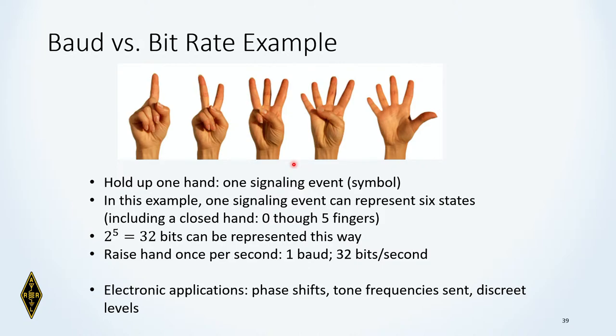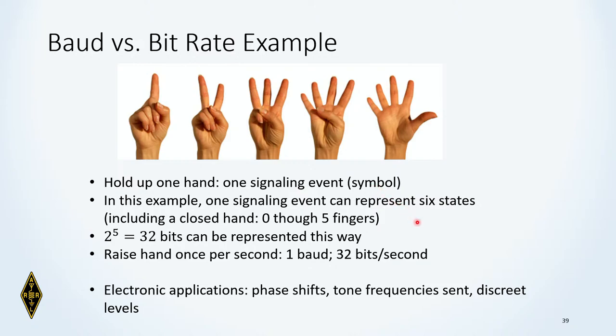Now, this can be interesting. I'm going to demonstrate how baud rate and bit rate can be different. If I raise my hand, that would be one symbol. But I can have different numbers of fingers, so I can represent more than just saying hello. If I raise my hand, and we're across from each other in a big dining room, you'd probably be thinking that I'd be saying hello to you. Okay, well, that's nice. So hold up one hand, that's one signaling event or symbol. And if I did that once per second, that would be a rate of one baud.